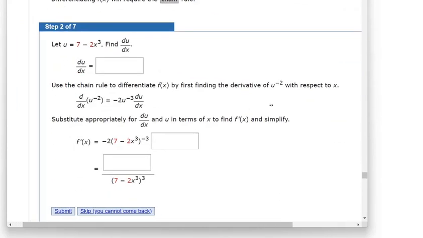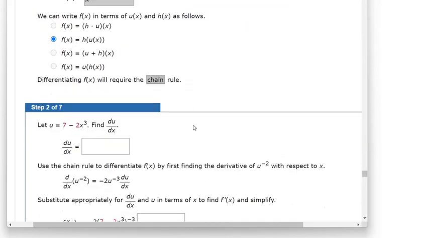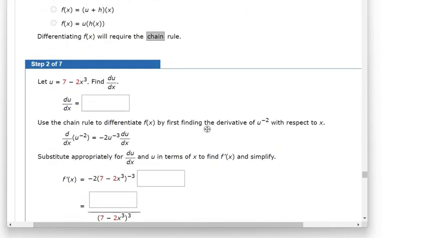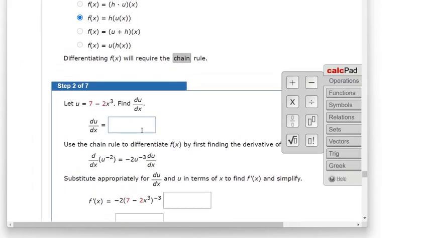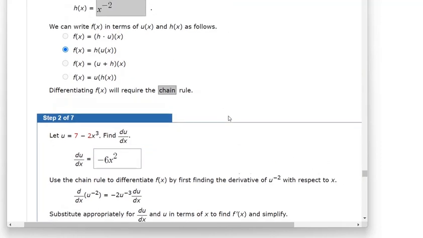And it says let u equal 7 minus 2x cubed. Okay, so we need the derivative. I think u was our innermost function. Yeah, so this is helping us walk through the chain rule. So the derivative of this is negative 6x squared, because the 3 comes down and multiplies.